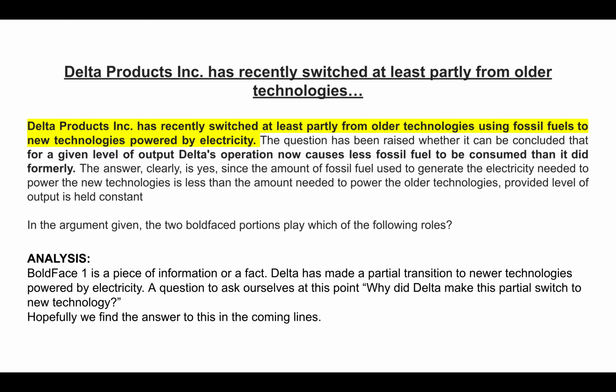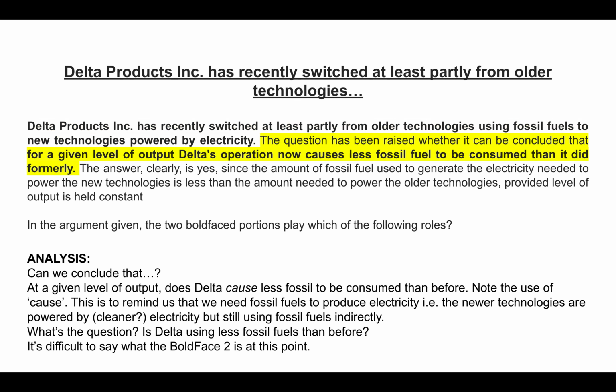A question to ask ourselves, which will help us arrive at the structure of the paragraph, is why? Why did Delta make this switch? Let's read on to find out.